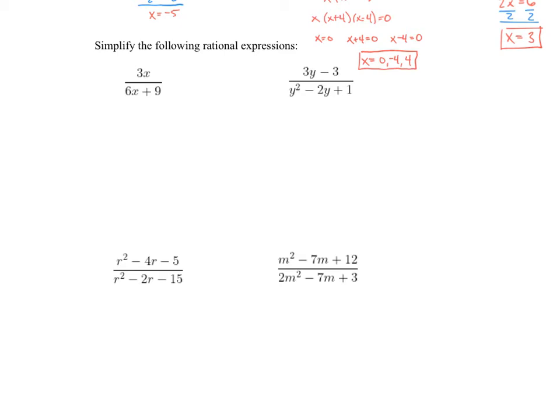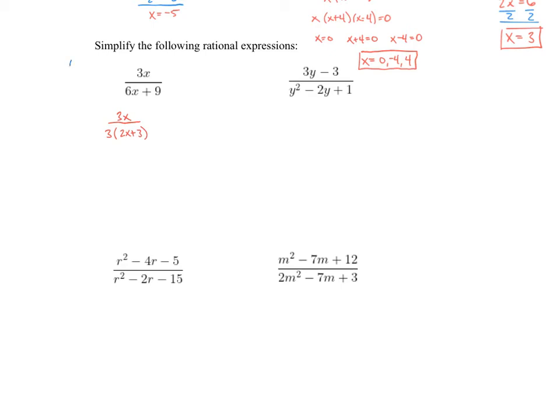What we want to do first is factor the numerator as much as possible and the denominator as much as possible before we can actually simplify. So I'm going to rewrite this first fraction as 3x over, and if I factor that denominator, I can take out a GCF of 3, which would leave me with a 2x plus 3. Now it's completely factored.